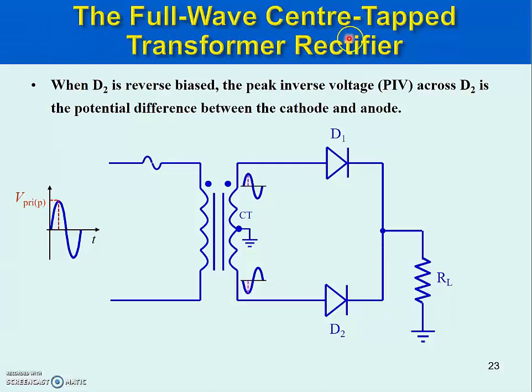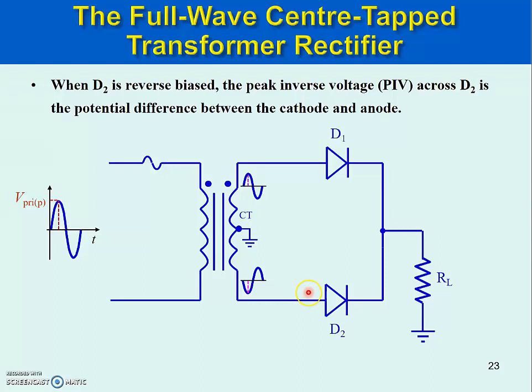This is a full wave center tapped transformer rectifier. We are going to derive a formula for the peak inverse voltage, PIV, across D1 or D2. Earlier on we have discussed that during the positive half cycle, D1 is forward biased and current goes through D1. D2 is reverse biased and no current can go through D2.